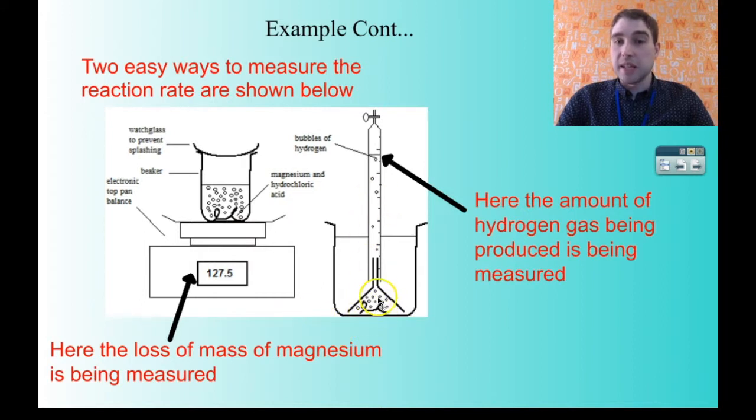Another way we could do it is this way. We've got the magnesium and acid in a beaker. We put a burette over the top. And as the hydrogen gas is being produced, it bubbles up through the funnel into the burette. It displaces any of the water or air in the burette, and the volume changes. And we could monitor the change in volume to figure out the rate.